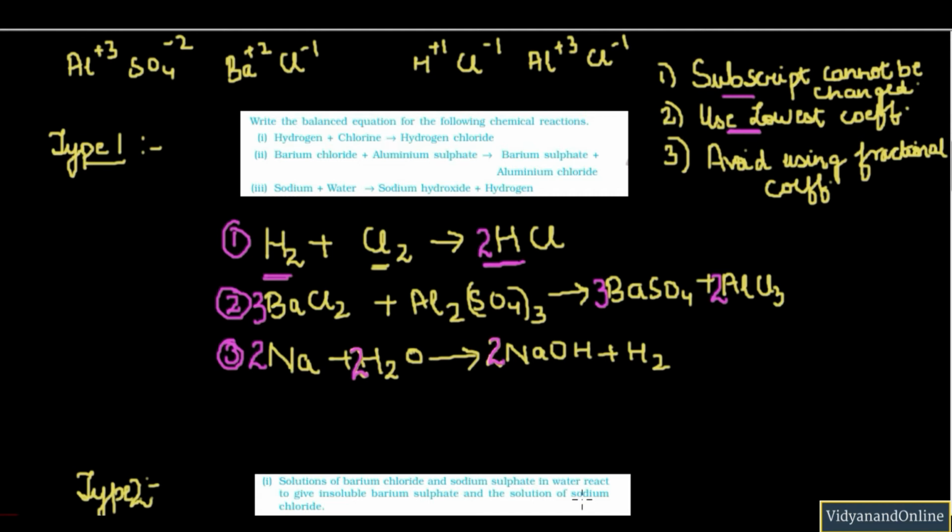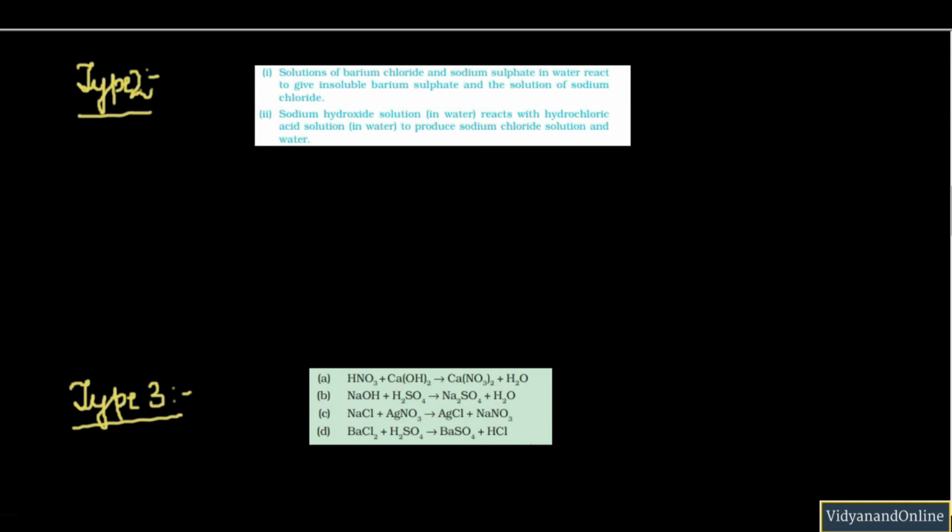Now we look forward to type number 2. In type number 2, we have statements written here. What we can do is first convert it into a word equation and then into symbols and formulas. It's up to you, but I would suggest that you directly write the symbols and formulas for the same.